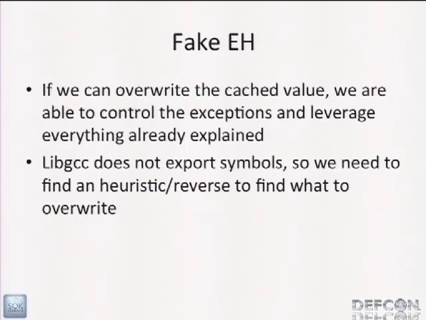The way that it works is basically creating a fake exception handler, right? A fake EH. We create a fake table in memory, and we overwrite the cached pointer to point to that location, and then we just trigger the exception.